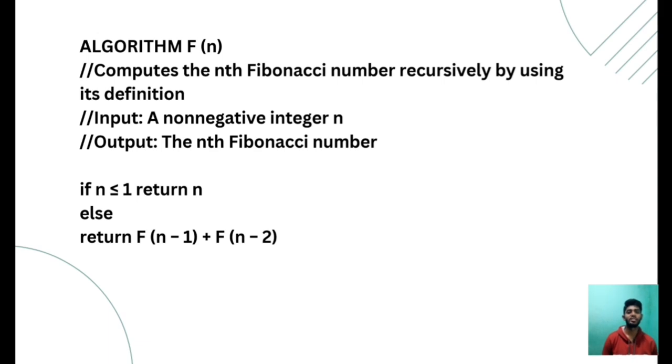If the value is exceeding 1, then by executing the else statement, we get return f of n minus 1 plus f of n minus 2. By recursively calling this function, we get the recurrence, and we get the calculated Fibonacci number.